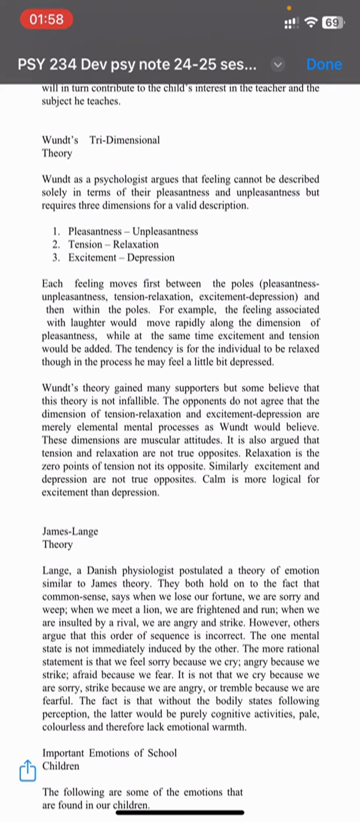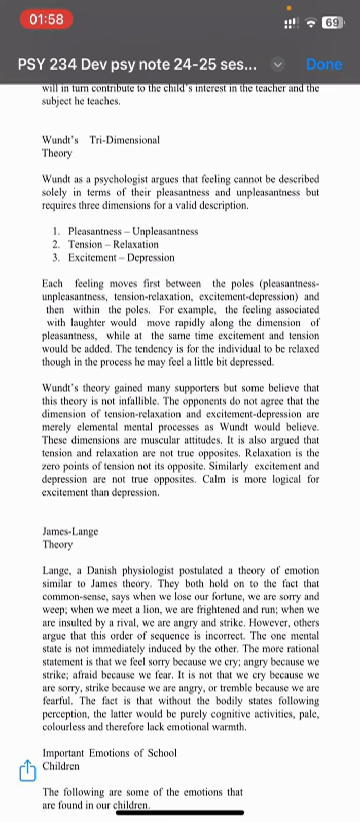Now, Wundt's theory gained many supporters, but some believe that the theory is not infallible, meaning that it's not unbreakable. The opponents do not agree that the dimensions of tension and relaxation, and excitement and depression, are merely elemental mental processes as Wundt would believe. These dimensions are muscular attitude. It's also argued that tension and relaxation are not true opposites. That means the opposite of tension is not relaxation, but relaxation is the 0 point of tension. So that means if you think of a number scale, at one end of it there's relaxation. There's tension.